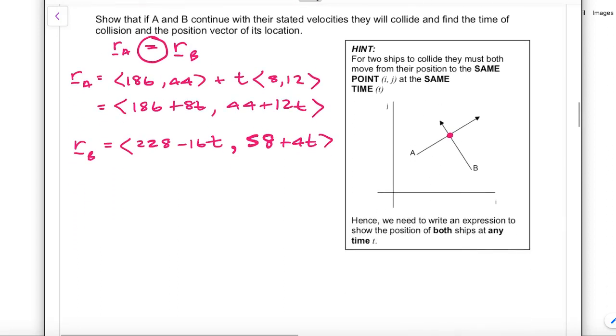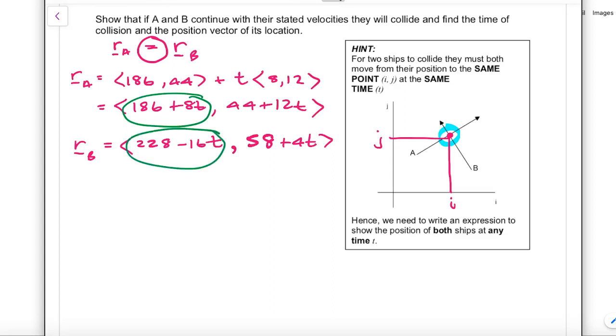So what we want to find out now is this position where they're going to collide, which means the i component and the j component for those are going to be equivalent. So let's take the i components first. So we've got 186 plus 8t should be equivalent to 228 take 16t. Simplifying this and solving for t, we should find t as 1.75 hours.